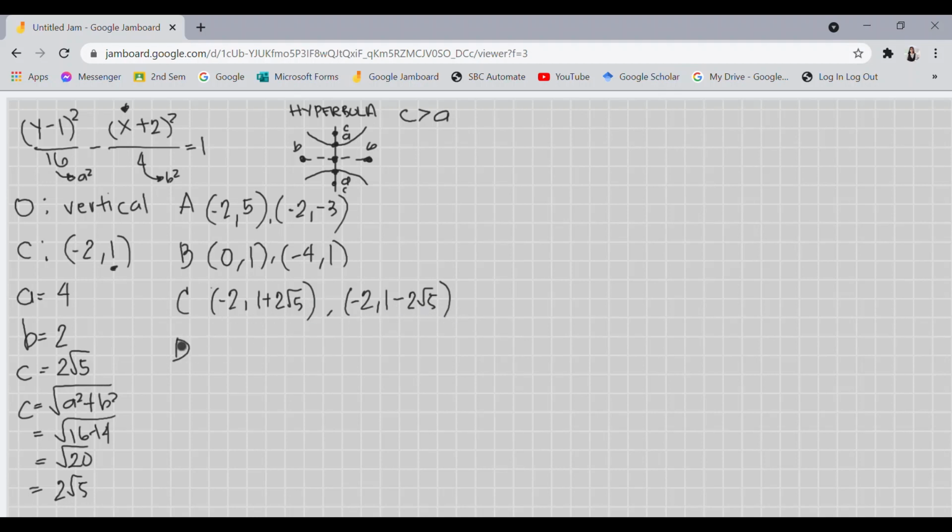For your transverse axis, rather, vertical hyperbola means vertical transverse axis. Ito po yun. That is from A to A. So, vertical, we represent the equation with x equals, what is your x coordinate? -2. Okay? And then for your conjugate axis, ito naman siya, yung B to B. So, horizontal siya, we represent the equation with y equals, ano yung y coordinate natin? 1. So, y equals 1.